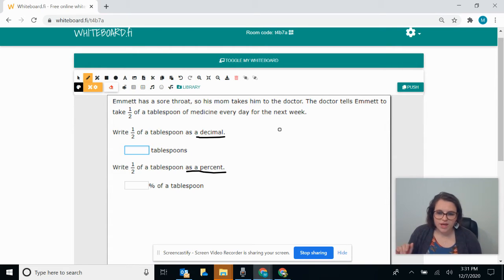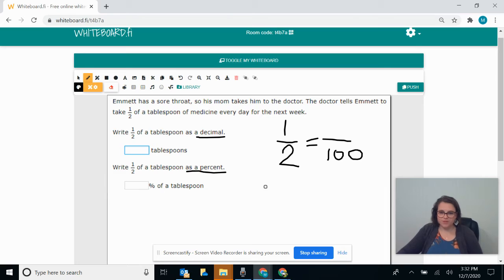The number one way to change a fraction into a decimal or a percent is to make an equivalent fraction with 100 as the denominator. If my denominator isn't 100 right at the beginning, I'm going to make an equivalent fraction with the denominator 100, okay?